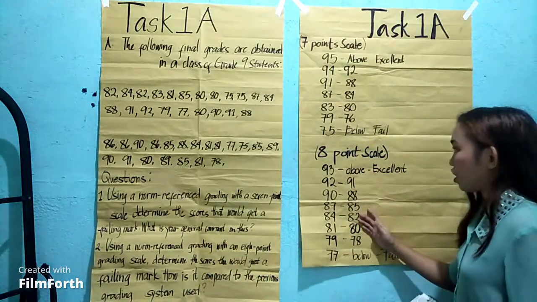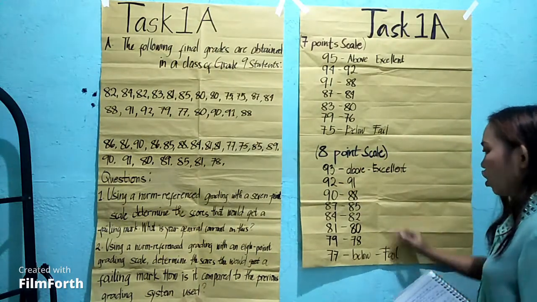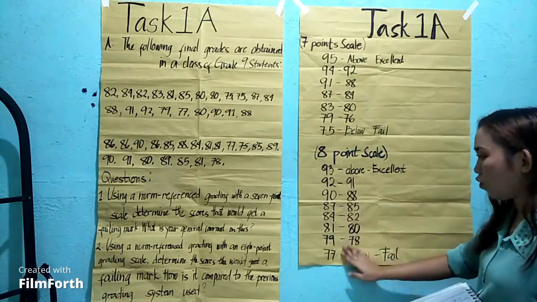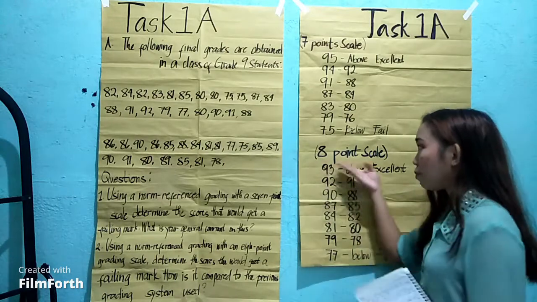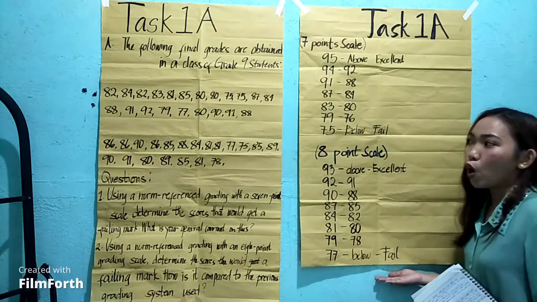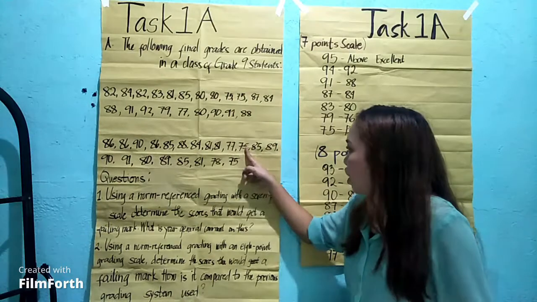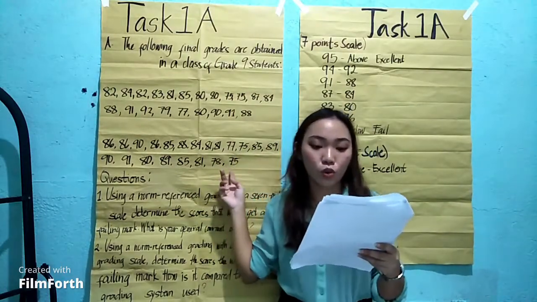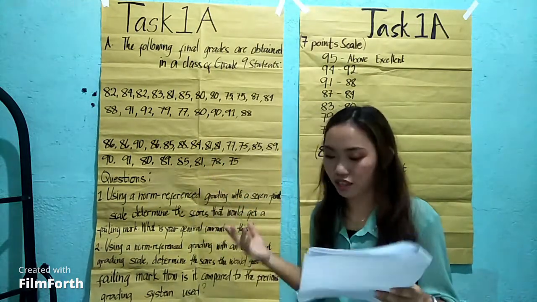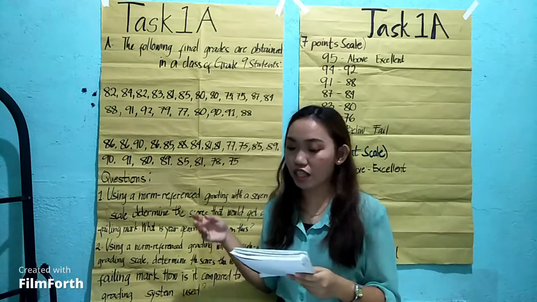So this is the 8-point scale grading. As you can see, above 95 is excellent, and so on and so forth. In the 8-point scale, 77 and below is failed. So there are 1, 2, 3, 4 who got 75. So they failed in the 8-point scale. In 8-point grading scale, the failing grade is below 77.